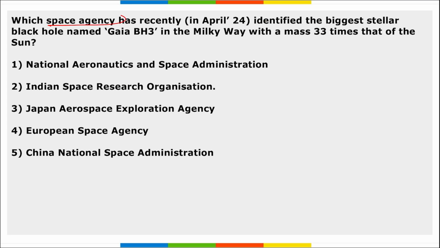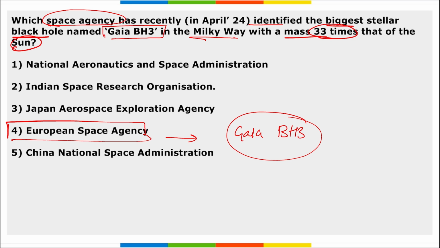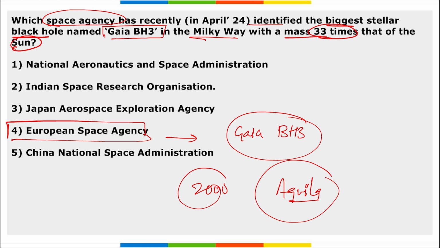Next is, which space agency has recently identified the biggest stellar black hole named Gaia BH3 in the Milky Way with a mass 33 times that of our own sun? Correct? So it is your European Space Agency. They have recently identified the biggest stellar black hole that has been named Gaia BH3, and this is 33 times the size of our sun. Correct? And this black hole is 2000 light years away in the constellation of Aquila. This is the second closest known black hole to our Earth.